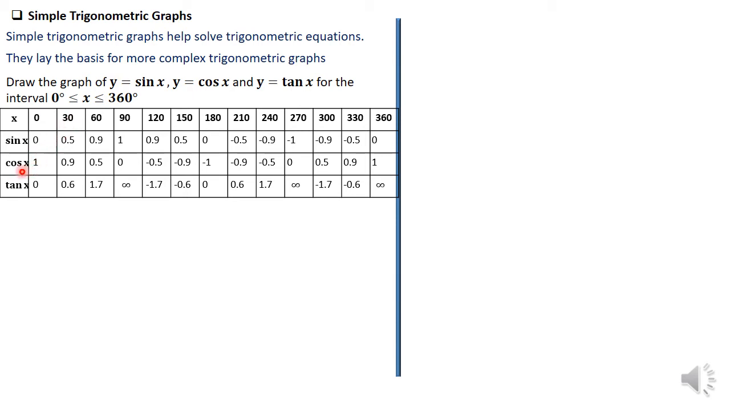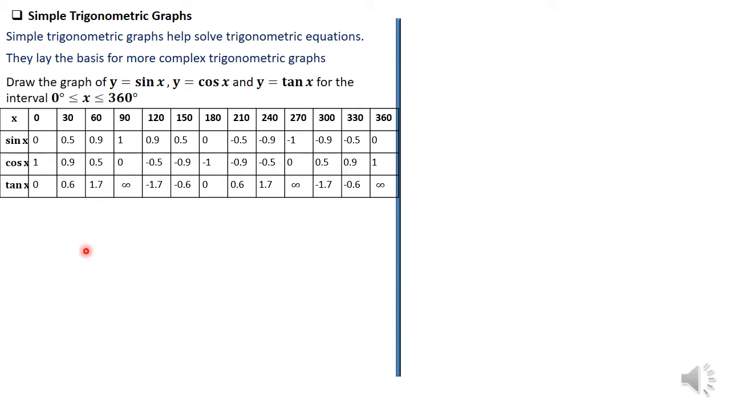The cos of 0 is 1, cos of 30 is 0.866, which is rounded off to 0.9, and I'm just using a single decimal place, and therefore that's what you have there. The cos of 60 is 0.5, and you just populate this part for cos of x.